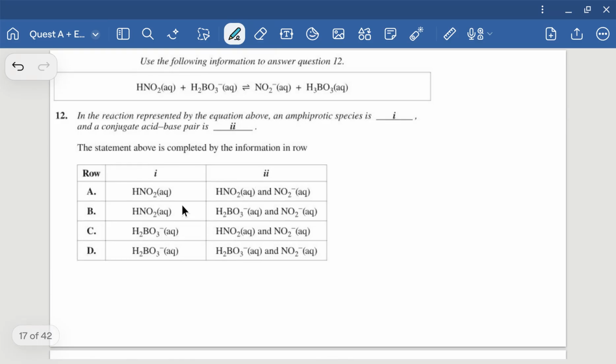Question number 12. We have our system, and then it's asking what can be amphiprotic. Again, you have to have a hydrogen and a negative. So these ones won't work. C or D will, because you have the hydrogen and you have the negative. And then it's saying, a conjugate acid-base pair is. A conjugate acid-base pair is a difference of one hydrogen. So these are conjugates and these are conjugates. They're beside each other on page 8 and 9 of the table. So this one does not work because they're different. C is going to be our answer.